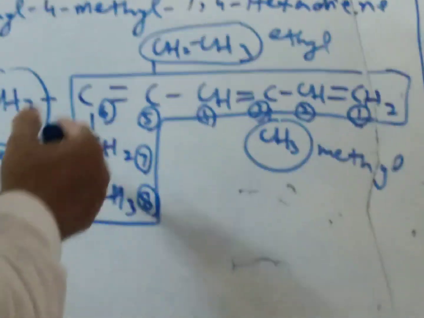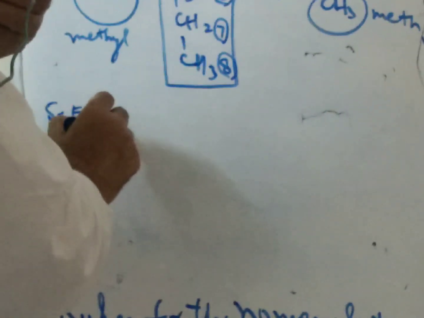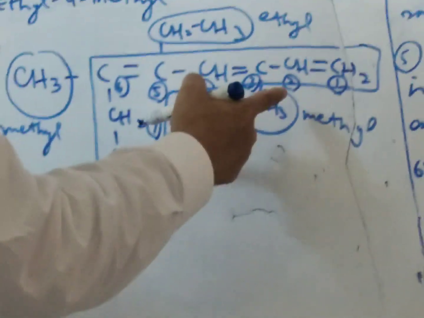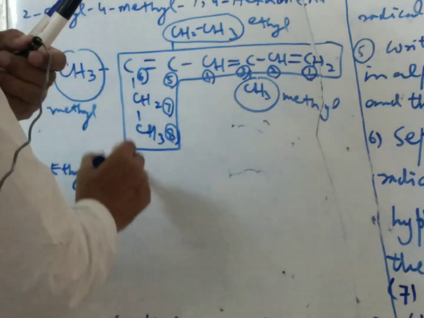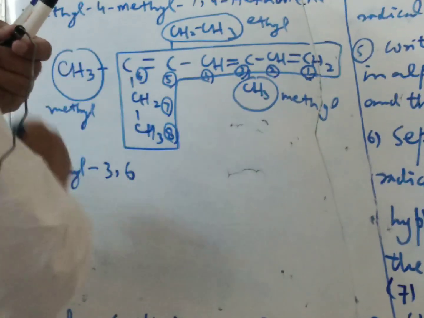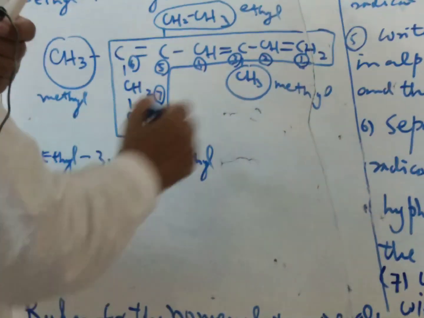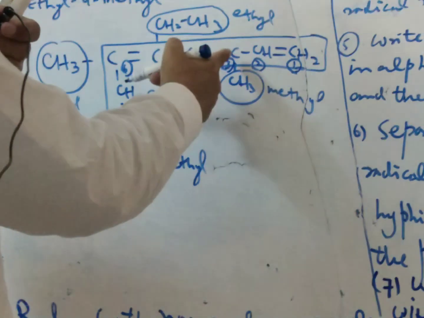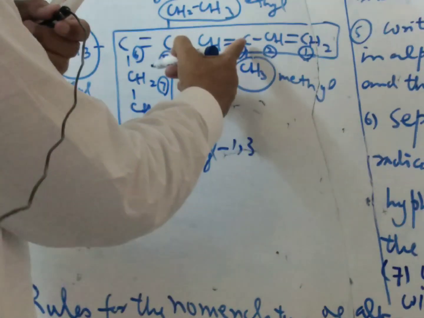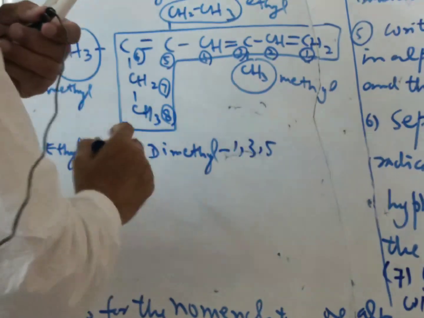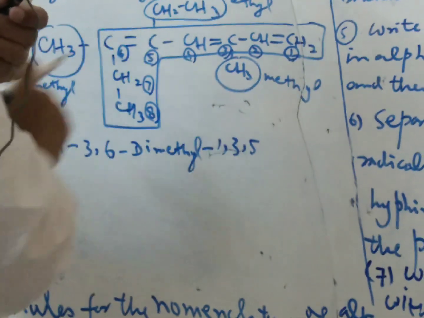Now according to the rule, ethyl comes on the fifth position. So this is the 5-ethyl, and the methyl on the third and the sixth. So hyphen 3, 6, dimethyl. Now the position of the double bond, 1, 3, and the 5. One position of the double bond, third position of the double bond, fifth position of the double bond.